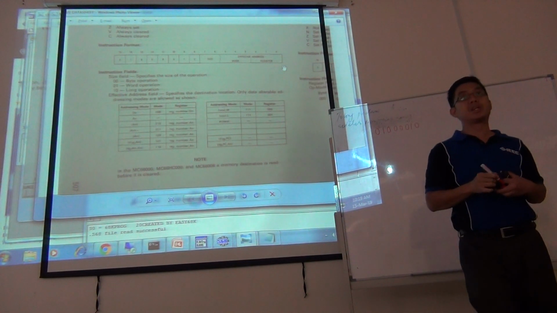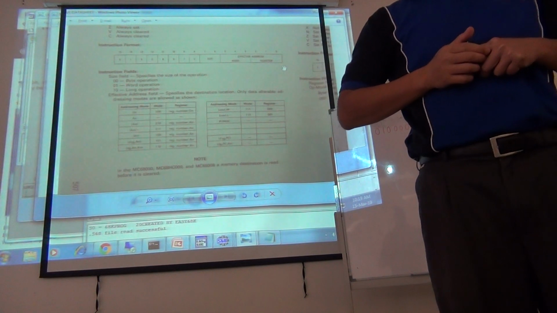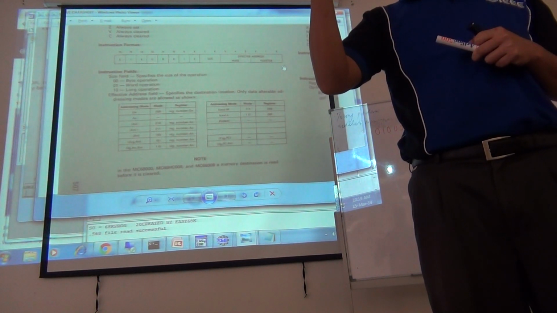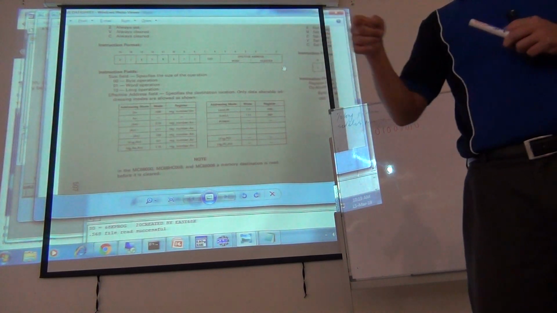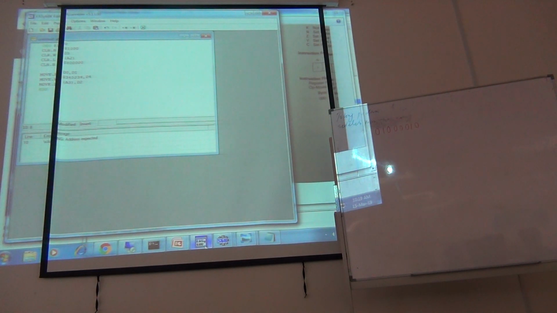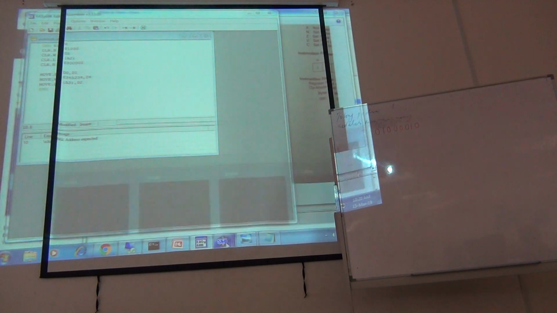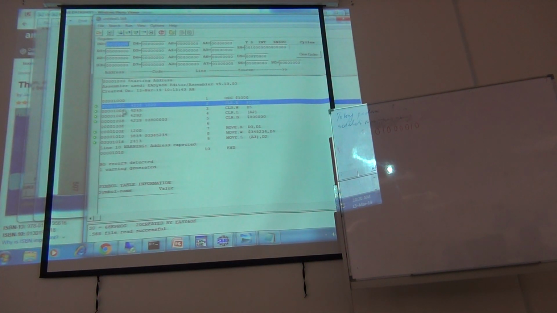Now you have to fill up this one. The first command is clear.byte. Look at the one that I asked you to write down in the simulator: clear.byte 1000. You compile it, you can get the answer already. This is the answer, 4238. Okay, 4238 is the answer. But how?